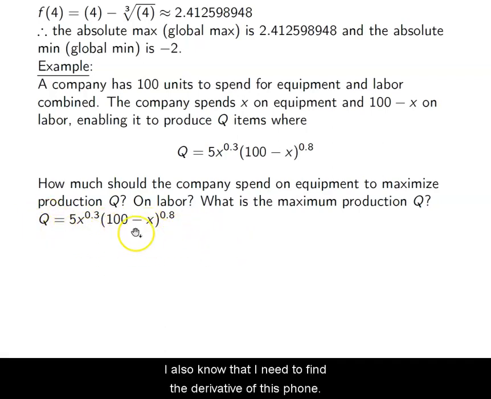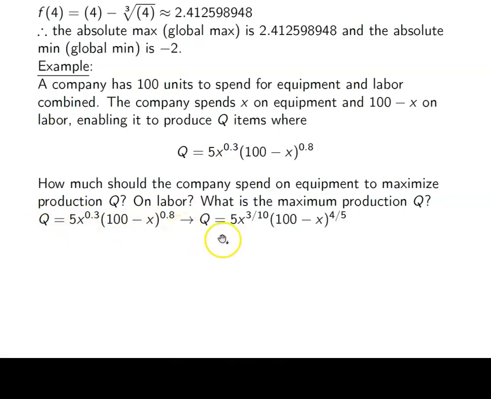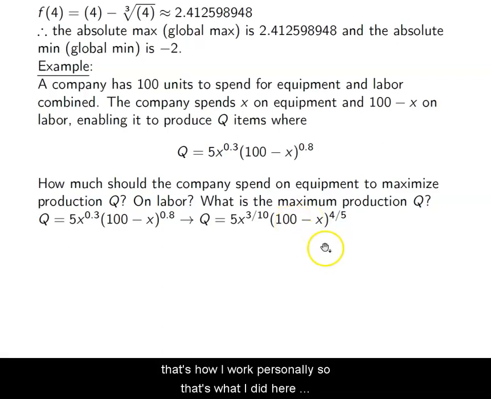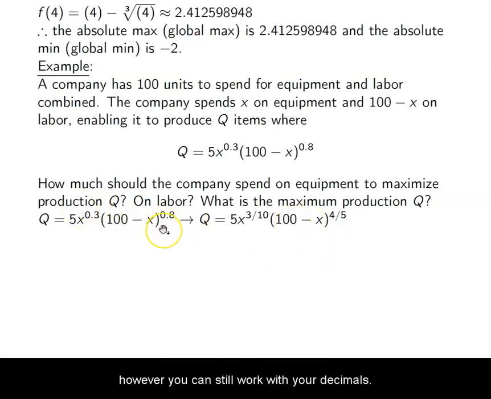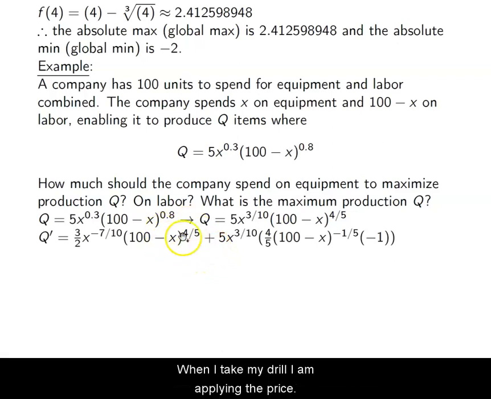I also know that I need to find the derivative of this function, okay? So here I can simplify a little bit. Maybe I don't like decimals and I want to turn it into fractions. That's how I work personally, so that's what I went ahead and did here. However, you can still work with your decimals. When I take my derivative, I am applying the product rule, right? So I'm using my fractions because 5 and 10 will cancel, so it makes things a little bit easier to look at here. So I'm applying my product rule and my chain rule together, and this is the derivative that you should come out with.